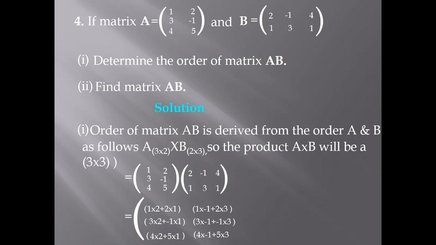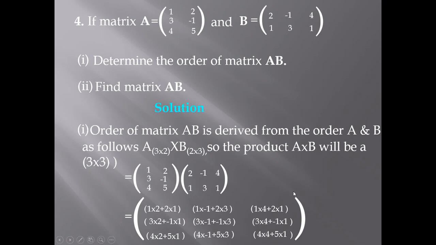We have not exhausted all. We still have this column here. So we shall take 1 times 4 plus 2 times 1. Now we continue. 3 times 4 plus negative 1 times 1. Then 4 times 4 plus 5 times 1. Now we've exhausted all the rows and all the columns.